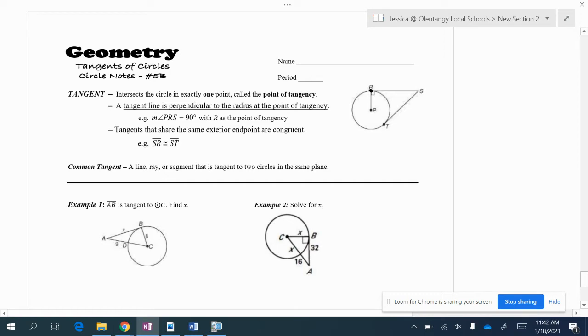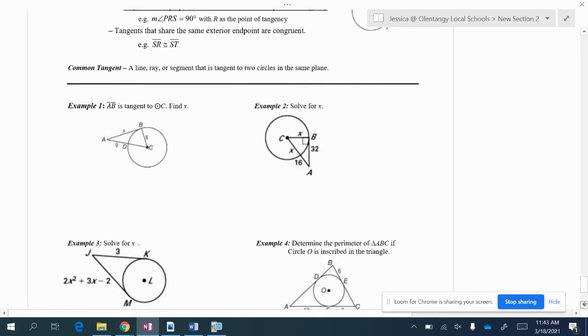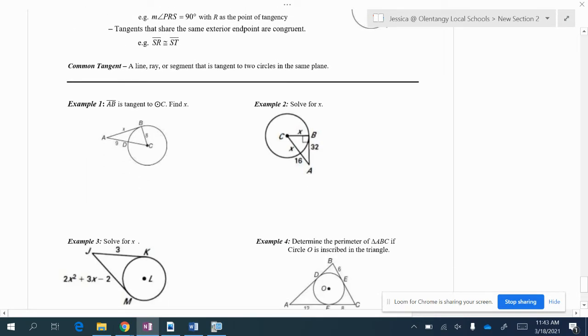And tangents that share the same exterior endpoint are congruent. So RS is a tangent line, TS is a tangent line, meaning that those two segments would be congruent to each other. All right, example 1, AB is tangent to circle C, find x.